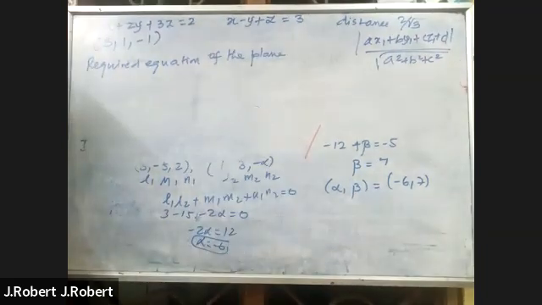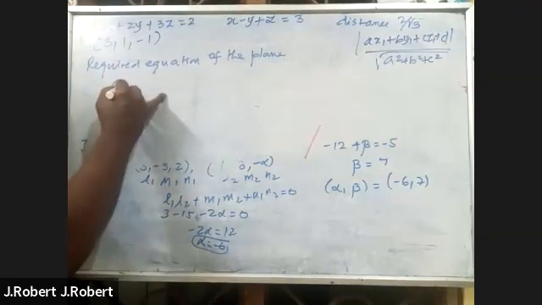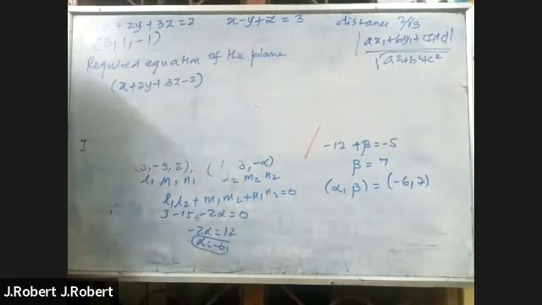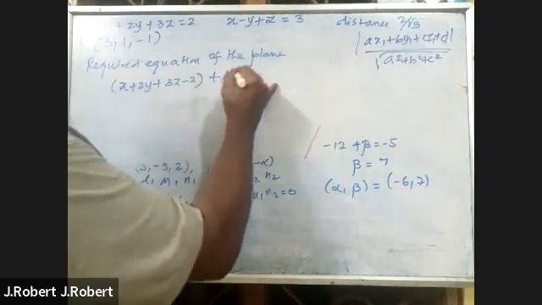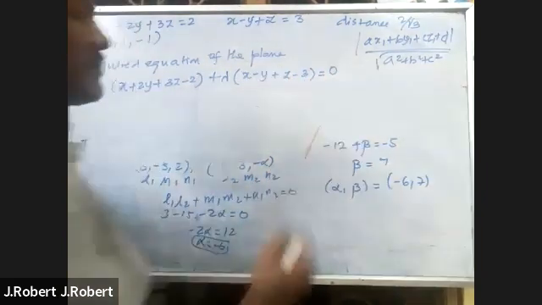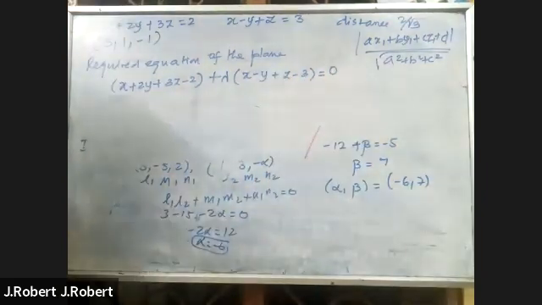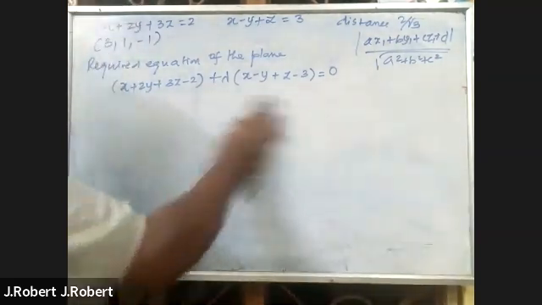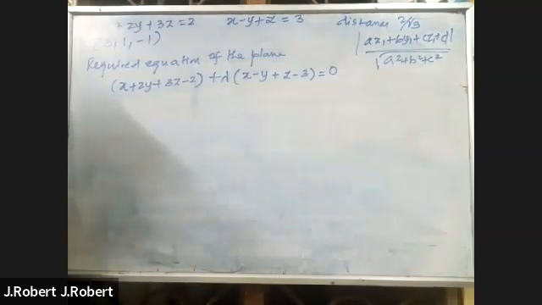Required equation of the plane. The required equation of the plane is the first plane, x plus 2y plus 3z minus 2, plus lambda into the second plane, x minus y plus z minus 3, equal to 0. So I can write the required equation of the plane as x plus 2y plus 3z minus 2 plus lambda into x minus y plus z minus 3 equal to 0.